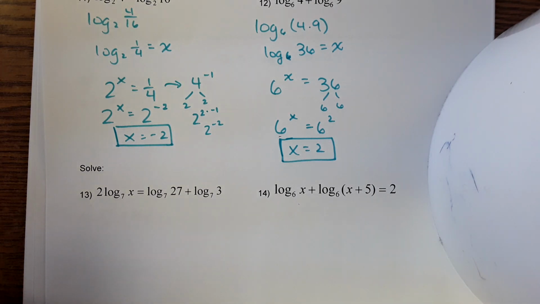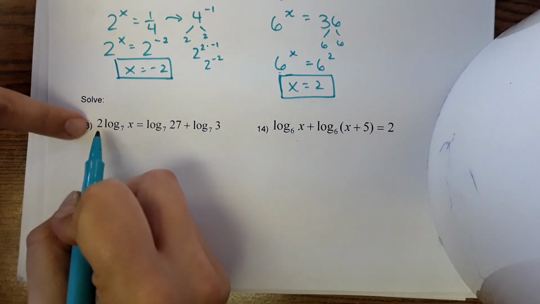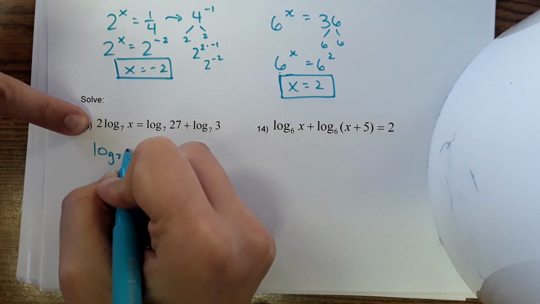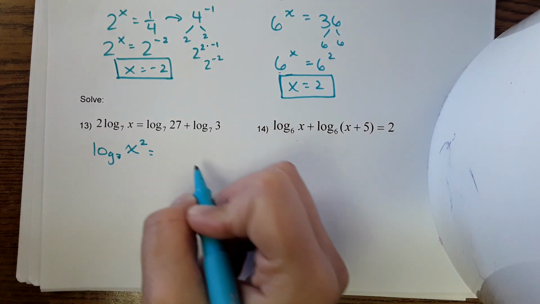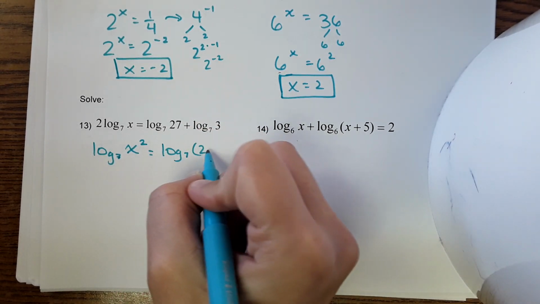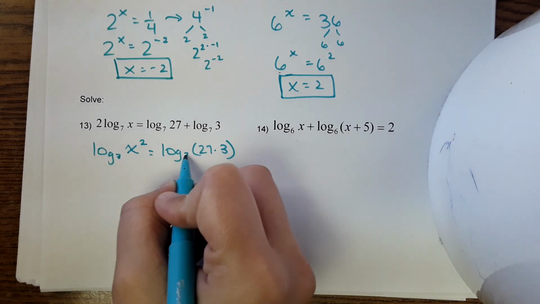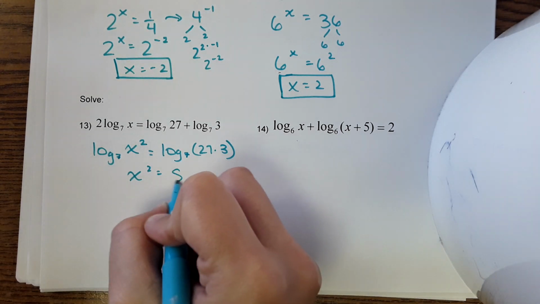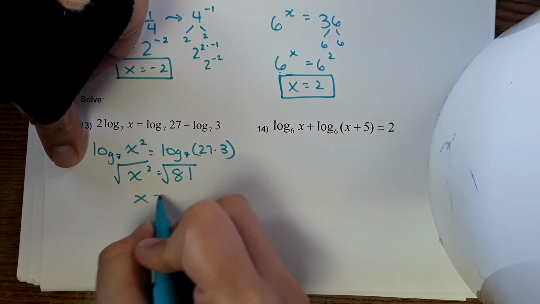We're putting it all together, 13 and 14. So here it says to solve. Over on this side we have log base 7 of x squared. And then over here the addition means we're multiplying. So since we have log base 7 on both sides, we can say x squared is equal to 27 times 3 is 81. Take the square root of both sides, and x equals 9.